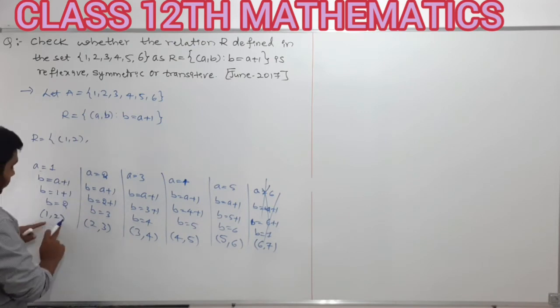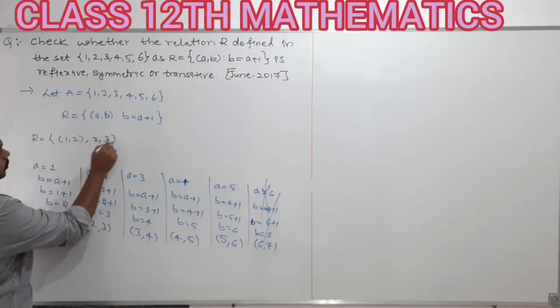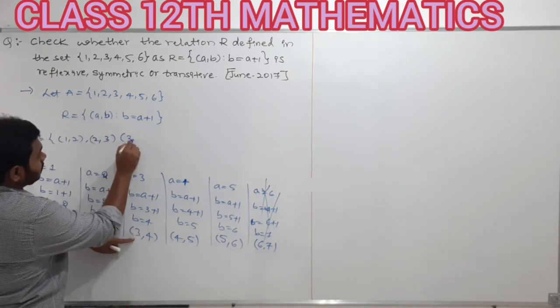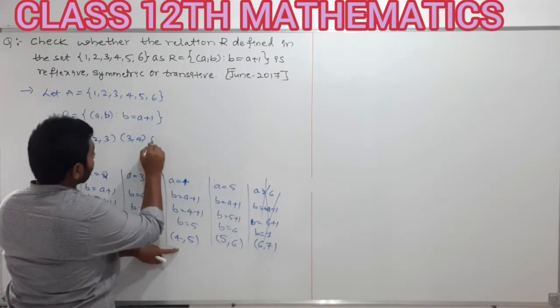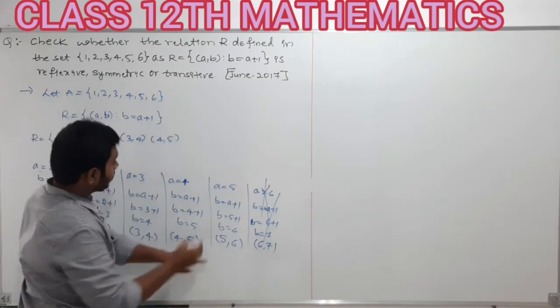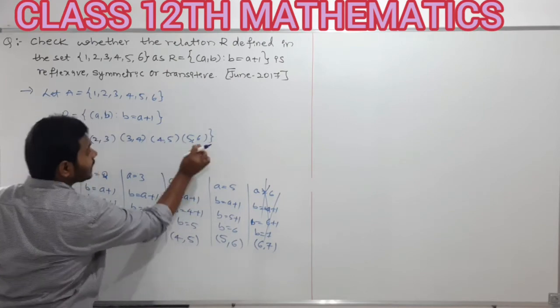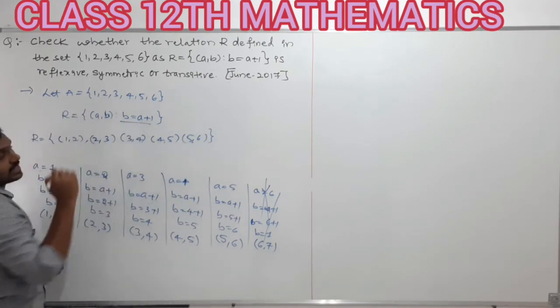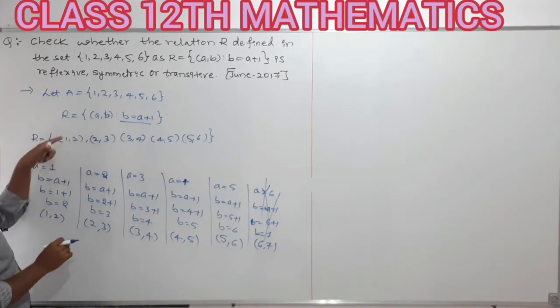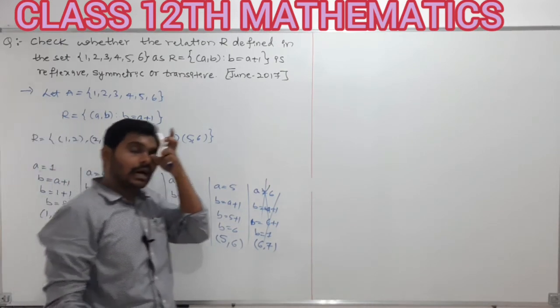So what are the ordered pairs? (1, 2), (2, 3), (3, 4), (4, 5), (5, 6). My dear students, these are the only ordered pairs which satisfy this condition. So these are the ordered pairs contained in the relation R.